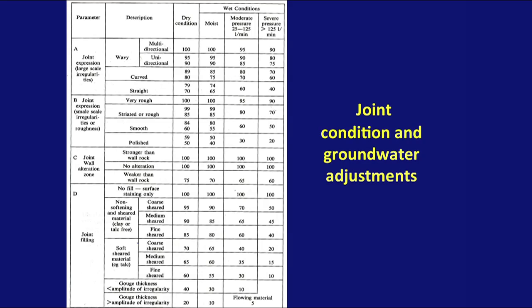In the B description, that's the small-scale irregularities or roughness. You can see the different descriptions there: very rough, striated or rough, smooth or polished. Our description was rough, planar, if you remember. So we're looking at between 85 and 99%, so we could assume a 90% reduction there. The third one is joint wall alteration. The descriptions are stronger than wall rock, no alteration, weaker than wall rock. We have no alteration in ours, so the adjustment is 100%. And then the last one is joint filling. In our case, we have no fill, surface staining only, so again, our adjustment is 100%.